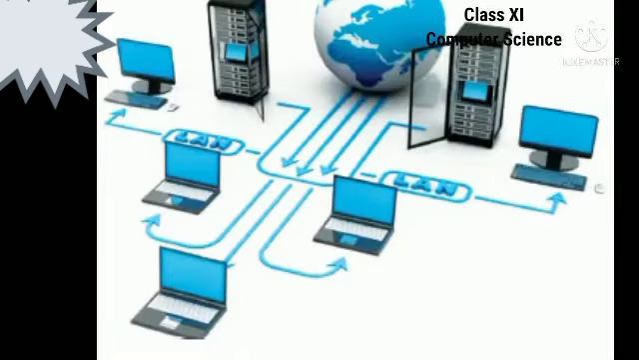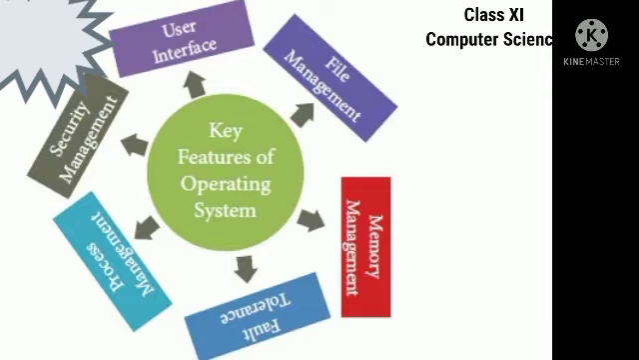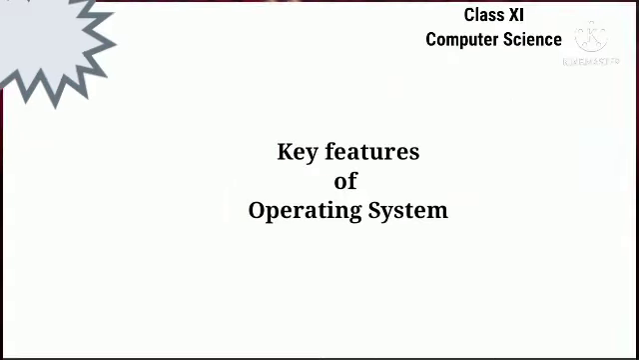So, we have learned about the key features of an operating system like user interface, file management, memory management, fault tolerance, process management and security management. These are the important features of an operating system.